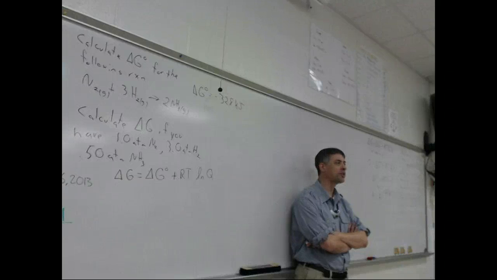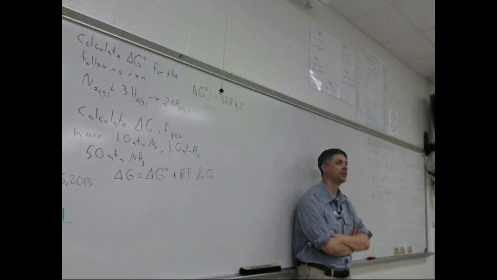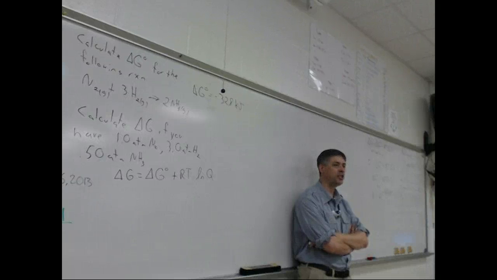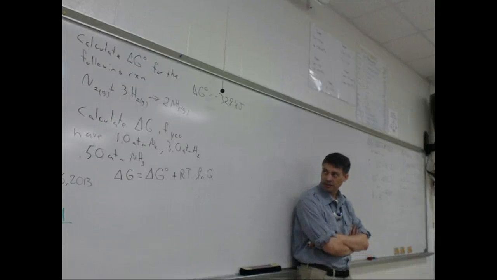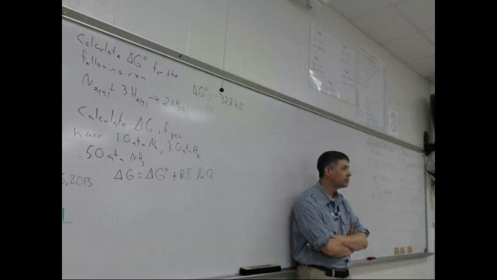What seems to be the problem? I thought we had this formula down. We do. Products minus reactants. What's the delta G for an element in its most stable form? Zero. So this should be easy, right? Just take the delta G for NH3. What is that? 16.4 multiplied by 2. Subtract 0.